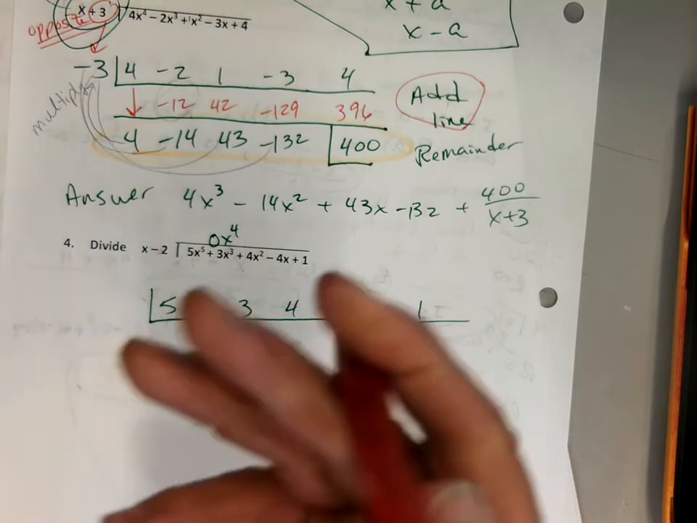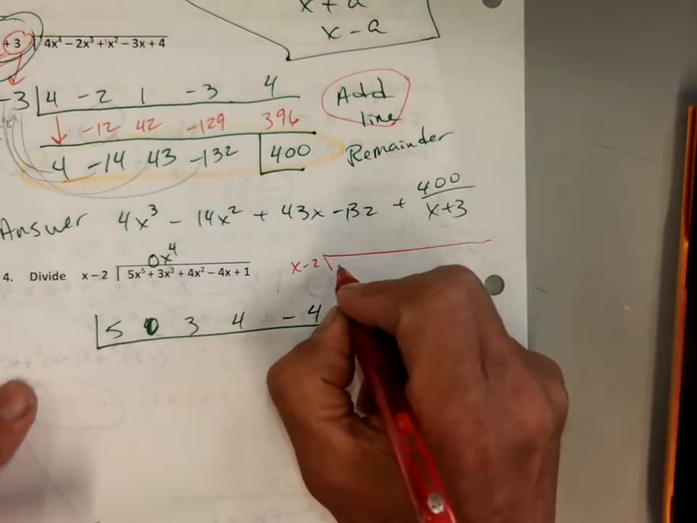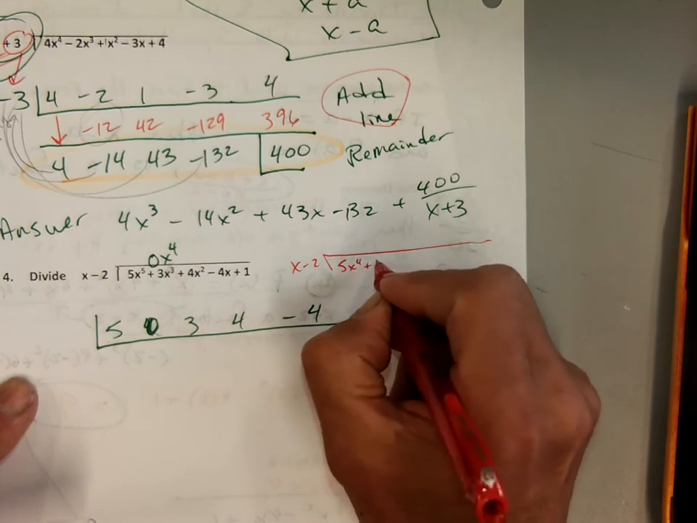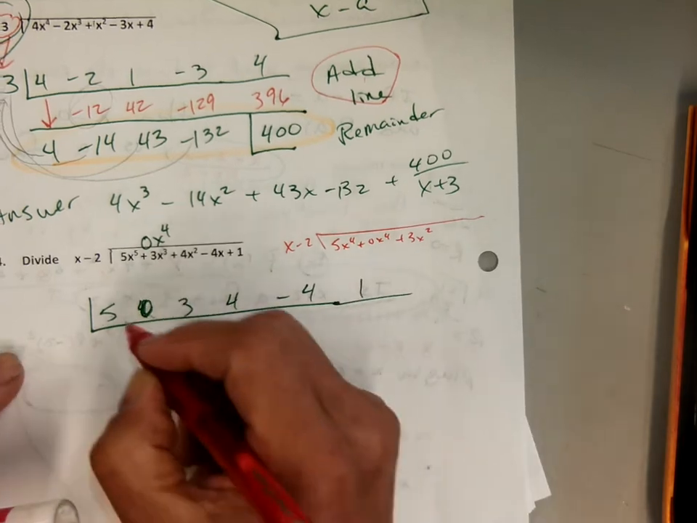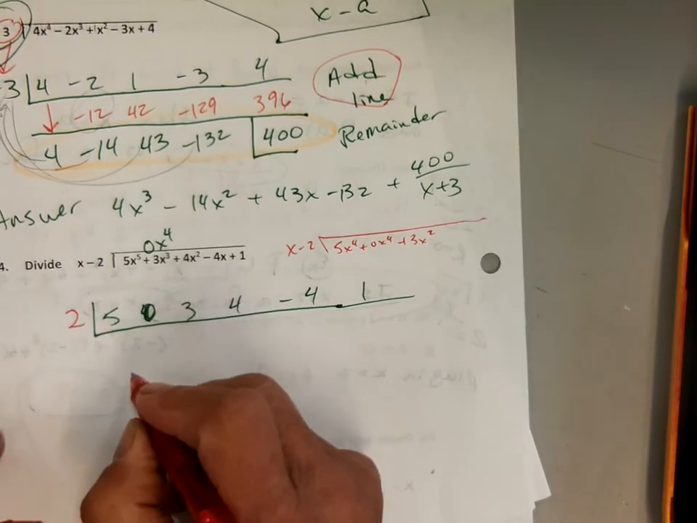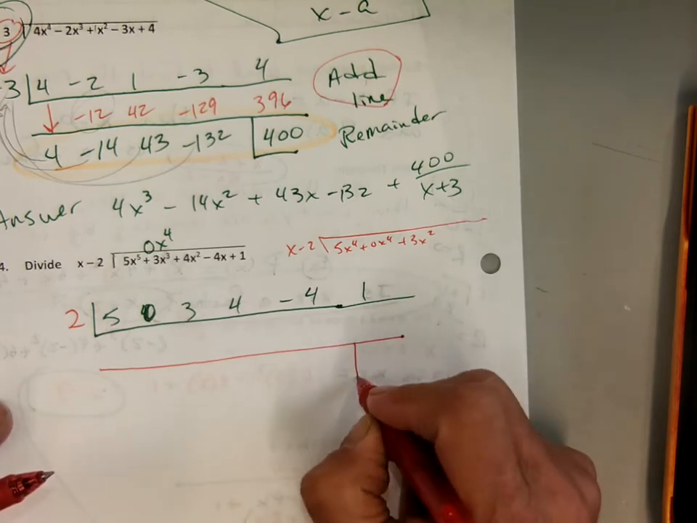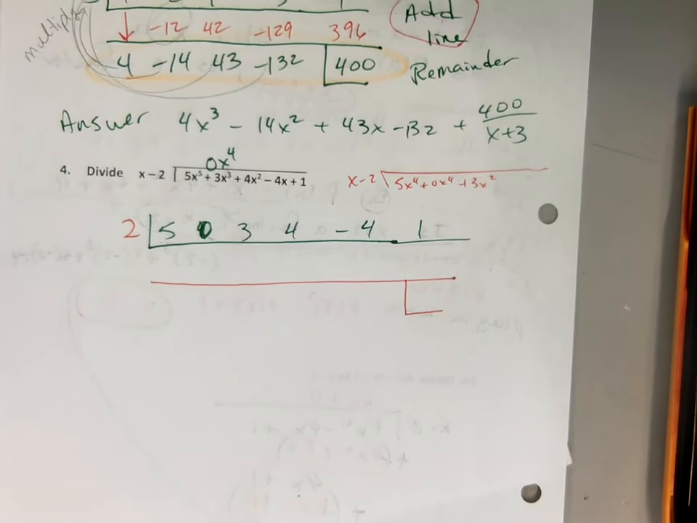I could have rewritten this problem as x minus 2 divided into 5x to the 5th plus 0x to the 4th. So put a positive 2 down there. Put your adder line, the remainder. Okay, see if you guys can do it. But you have to have the 0 there. If you're missing a term, fill it with the 0, okay? This is the place value.